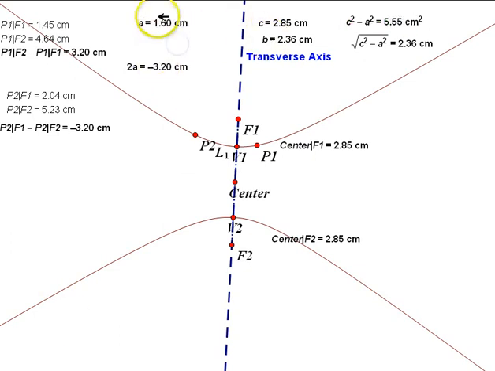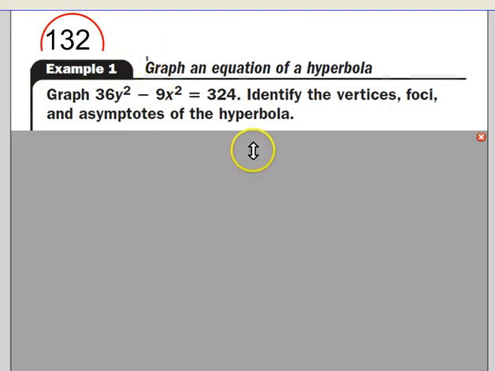a comes from half the difference distance, and c comes from the distance between the center and the foci, and so you can calculate b from both those numbers. So let's take a look at an example. As we go along, please fill in the correct answers because it's not like that in your notes.